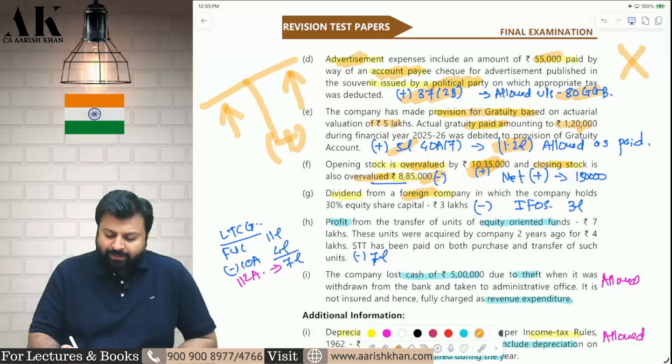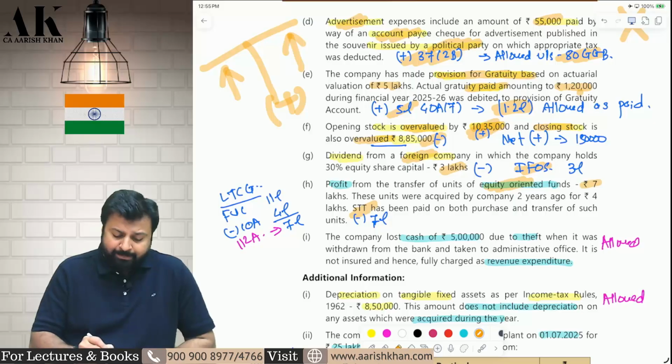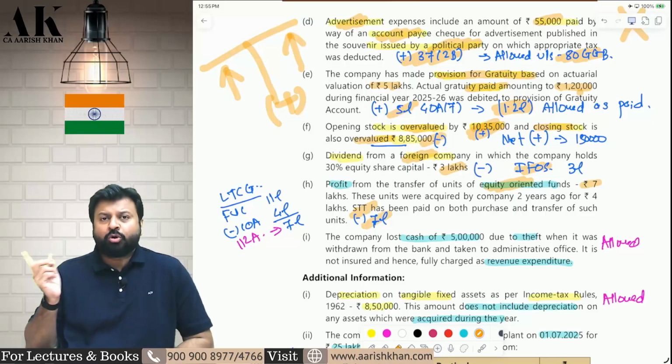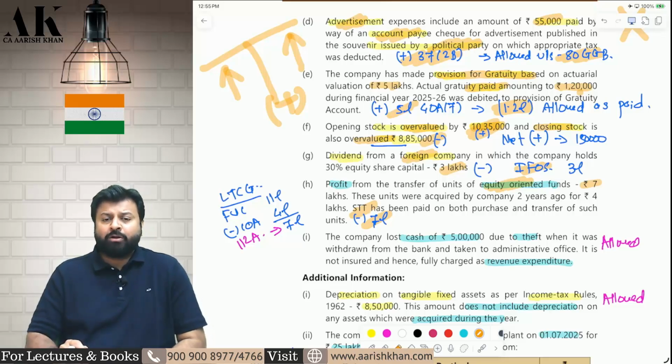Then dividend from foreign company reduced from here, show under income from other sources, very routine adjustment. Then profit on equity oriented fund on which STT is paid. So this will come under 112A. How much profit is there? 7 lakh profit is there. So reduce 7 lakh from here and show under what? Show under capital gains under 112A. It will be taxable at 12.5% in excess of 1.25 lakhs.